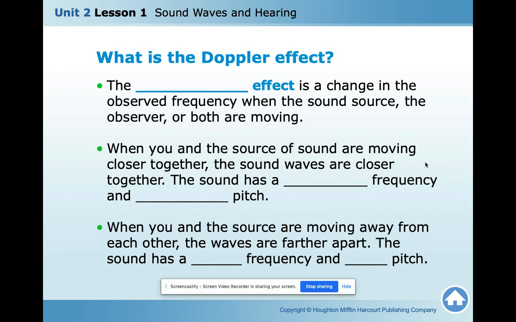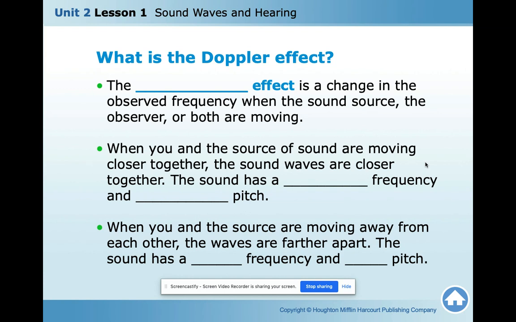Doppler effect. We've kind of all heard of the Doppler effect, but when you think of Doppler, I think most people think of the weather radar system, not how it relates to sound. Okay, so the Doppler effect is a change in the observed frequency when the sound source, the observer, or both are moving. So when we're talking about the Doppler effect, I want you to think to yourself, if you are staying at your house, you're standing in the driveway, and think about how, if an ambulance were to drive by, how the sound changes, like how you know it's coming toward you versus going away. Okay, so this is what the Doppler effect is.